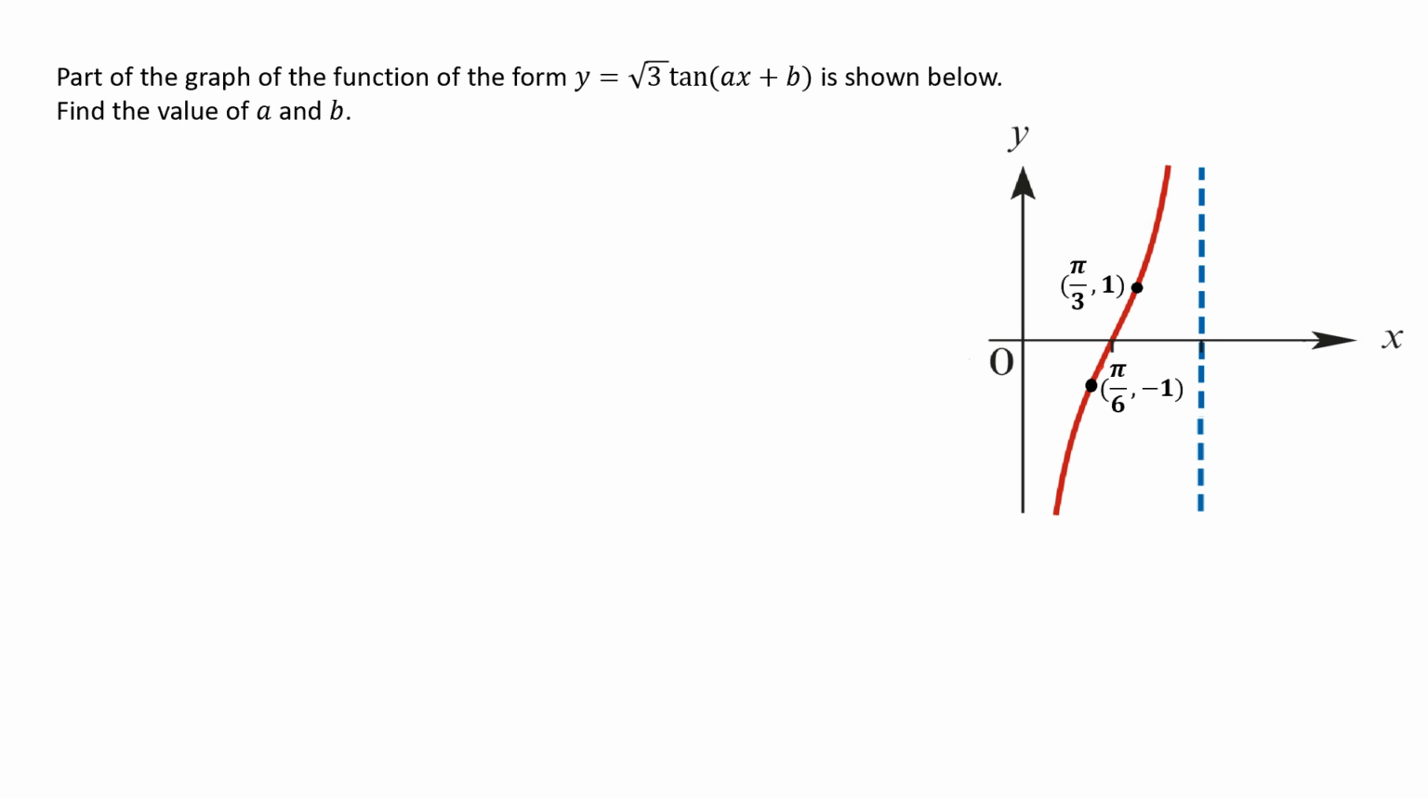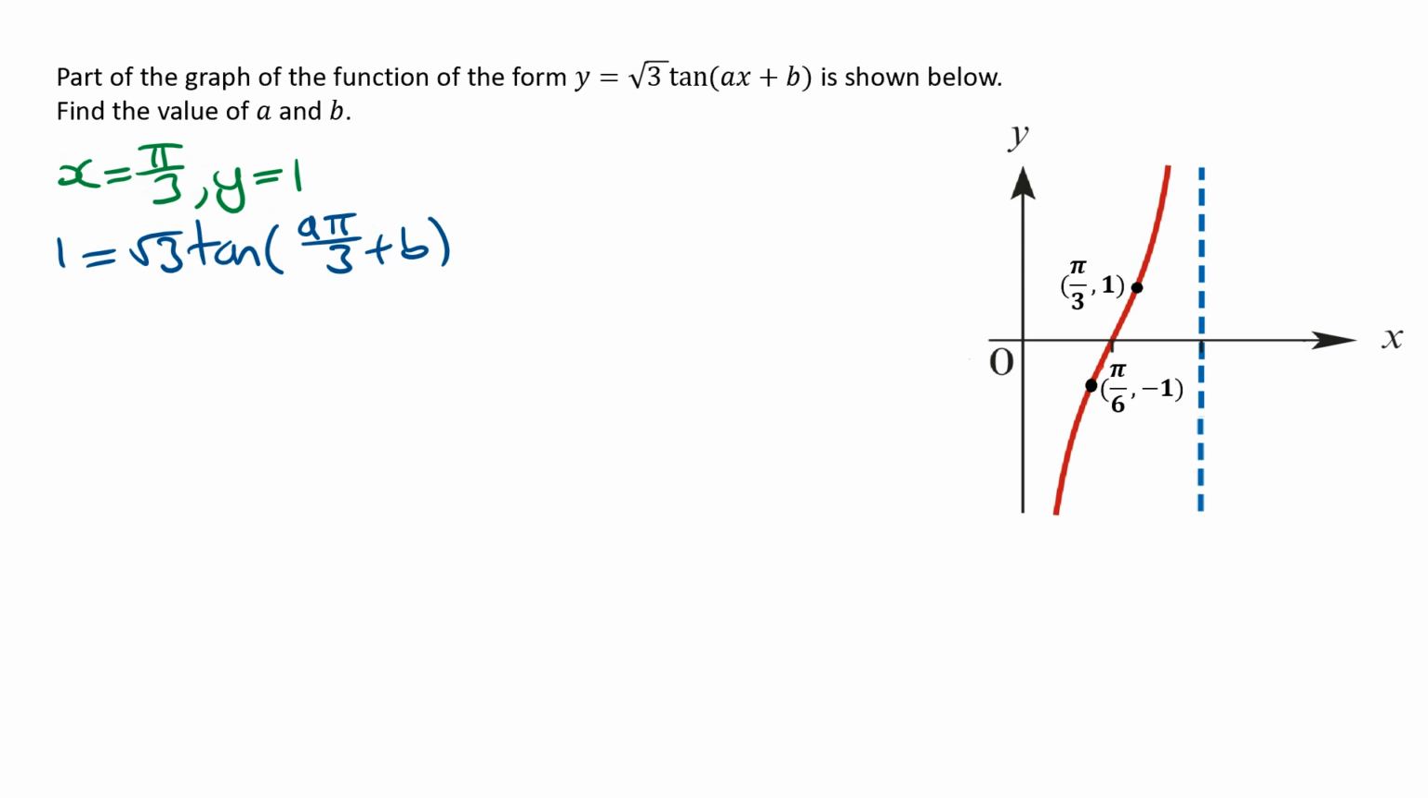Looking at the graph, we can see that we've been given 2 points. When x is equal to pi on 3, y is equal to 1, and when x is equal to pi on 6, y is equal to minus 1. And so, if we sub these into the rule, where x is equal to pi on 3, then y is going to equal 1. And so this is going to be 1 is equal to square root of 3 times the tan of a times x, where x is equal to pi on 3. And so this is going to be a times pi on 3, and then plus b. Rearranging this, we're going to get the tan of (a pi on 3 plus b) is equal to 1 on the square root of 3.